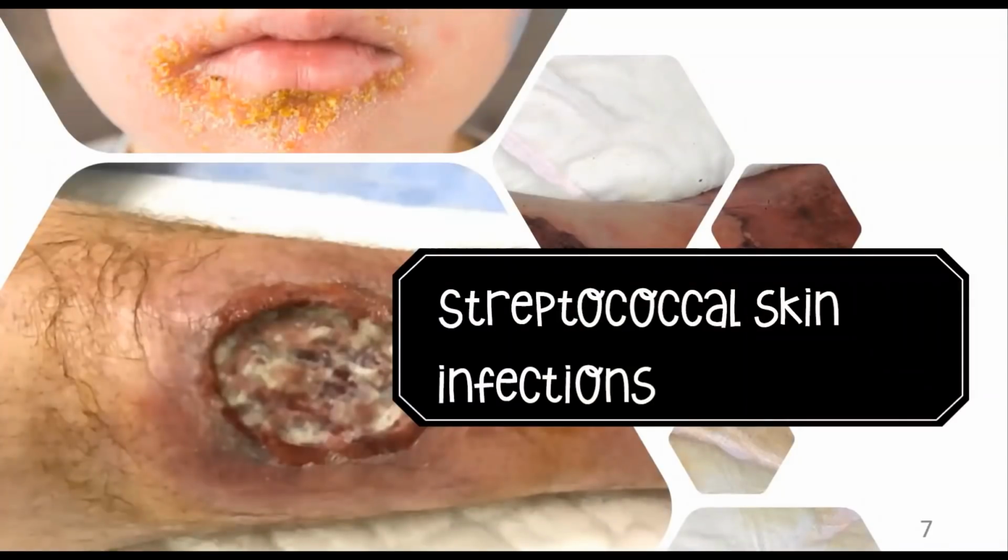Group A Streptococcus class can cause a variety of infections. It can cause skin infections such as impetigo and necrotizing fasciitis. Necrotizing fasciitis meaning there is inflammation in the fascia, and the inflammation in the fascia causes tissue death.